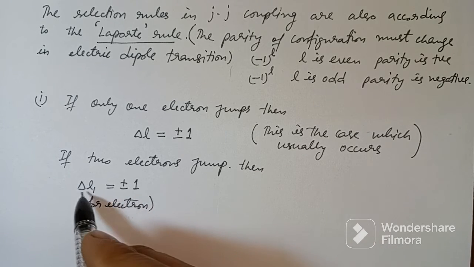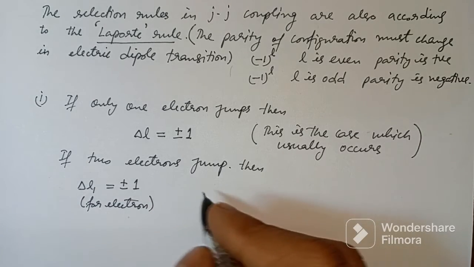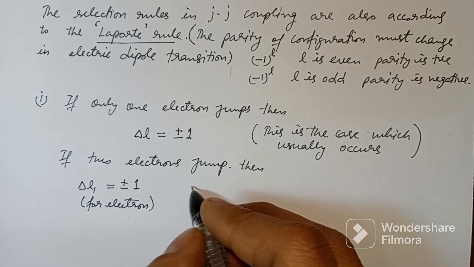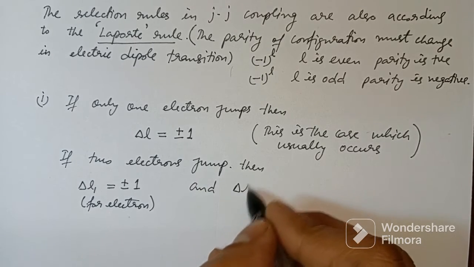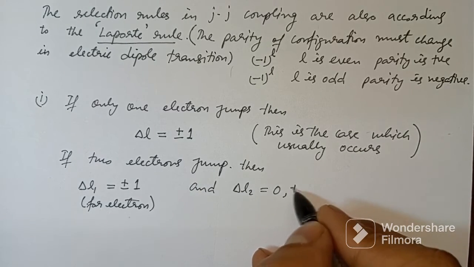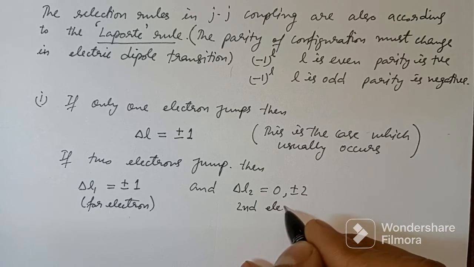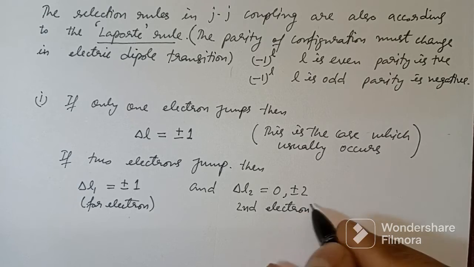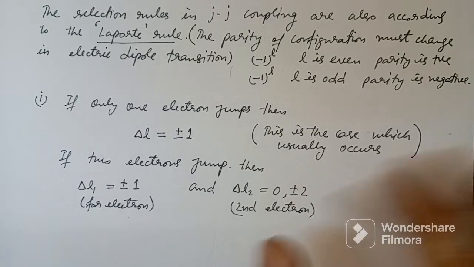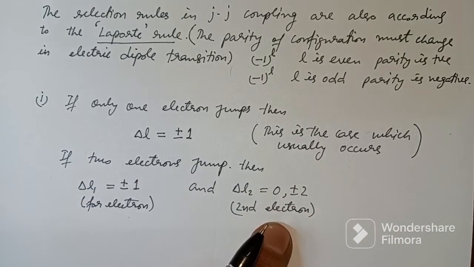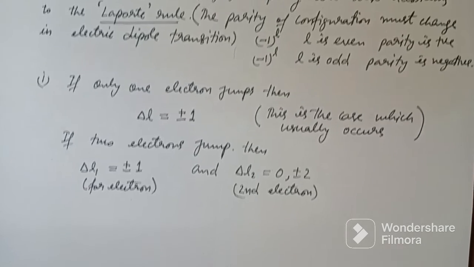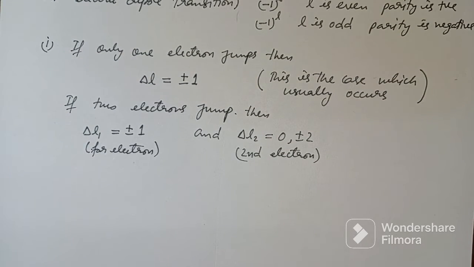So if two electrons jump, then delta L1 is equal to plus minus 1, that is for the first electron, and delta L2 is equal to 0 or plus minus 2, that is for the second electron, one after the other. This is for the first electron, and this must be for the second electron. This is rule number 1.